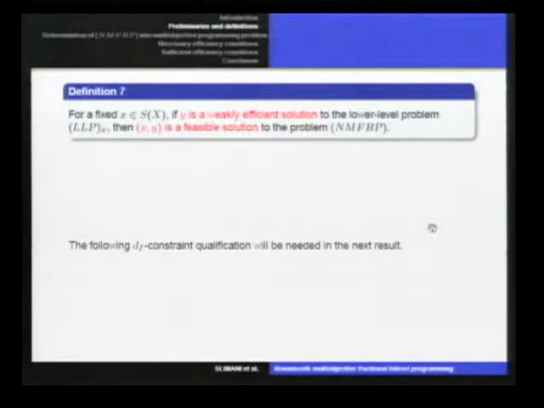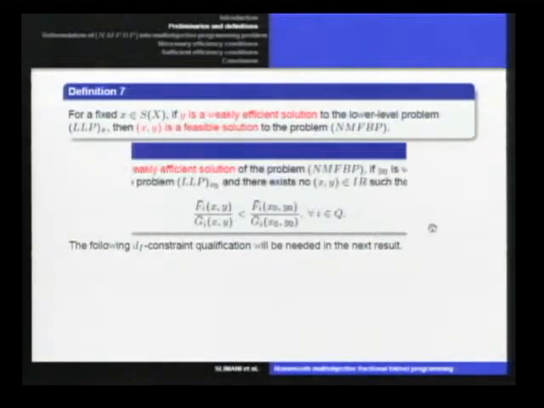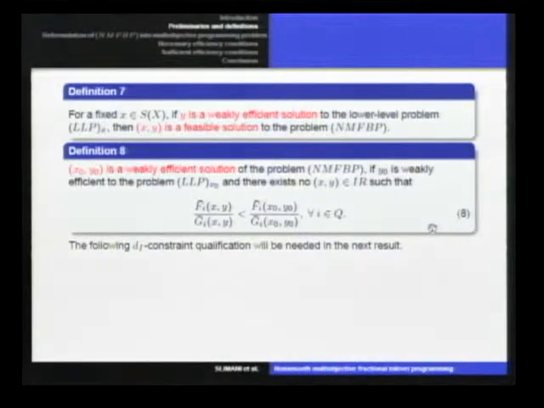What is a feasible solution to the bilevel problem? For a fixed x, if y is a weakly efficient solution to the lower level problem LLPx, then (x, y) is a feasible solution to the problem NMFBP. What is a weakly efficient solution to NMFBP? (x0, y0) is a weakly efficient solution of the problem NMFBP if y0 is weakly efficient to LLPx0 and there exists no other feasible solution of the problem such that relation 8 is satisfied.